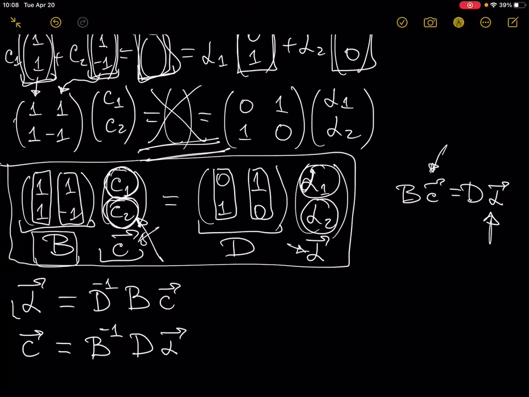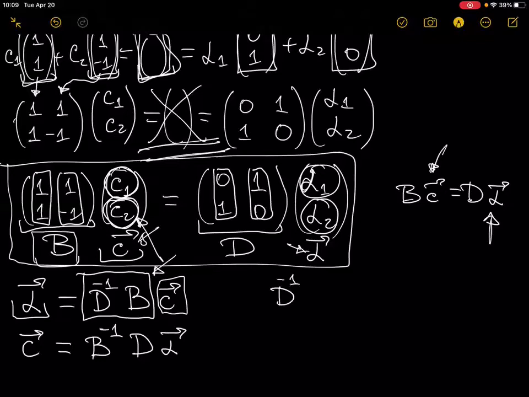And I solved it here. I multiplied by the matrix D inverse from the left. And now if I am able to find these, I just multiply this matrix product on any C, and I will get immediately the representation with respect to the basis D, I mean alpha 1, alpha 2, right? Okay, for sure, yes, thank you.